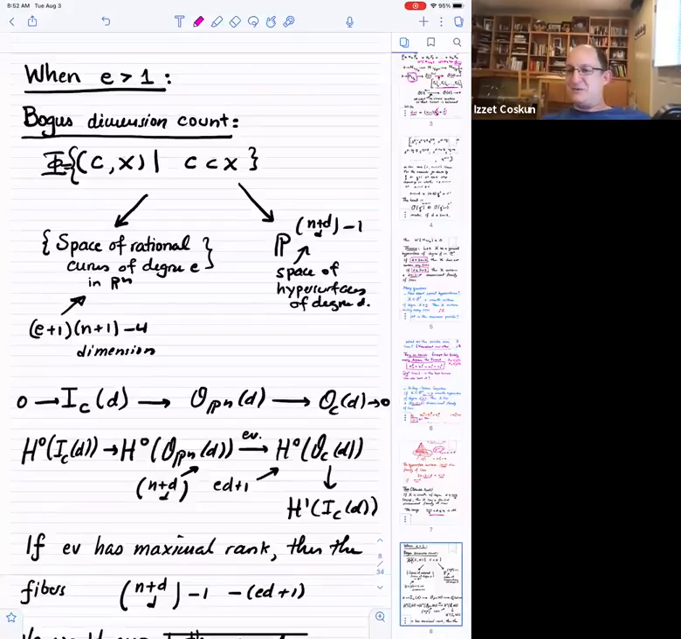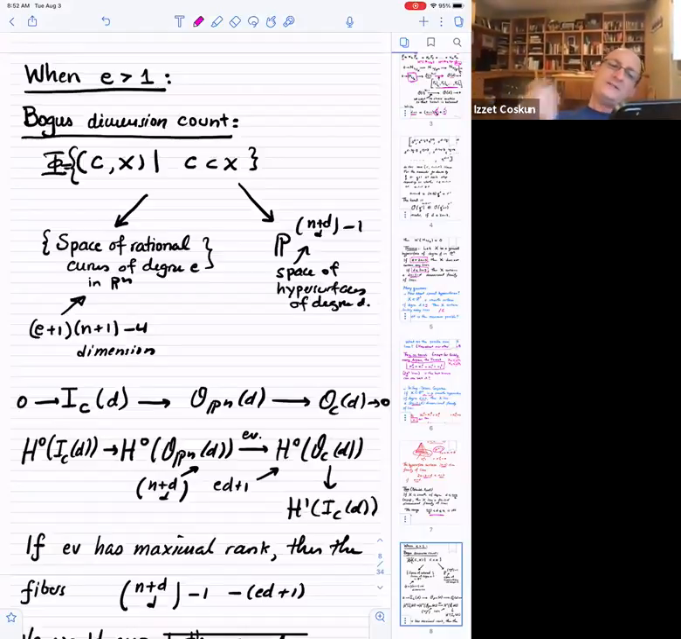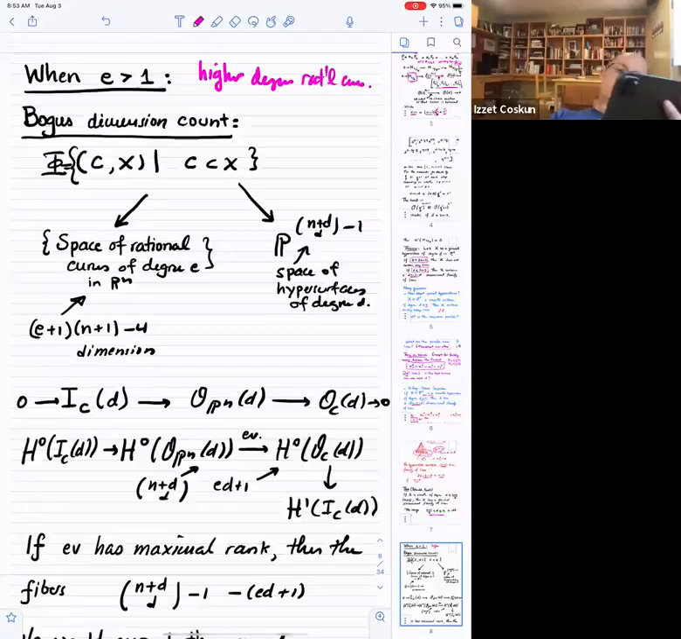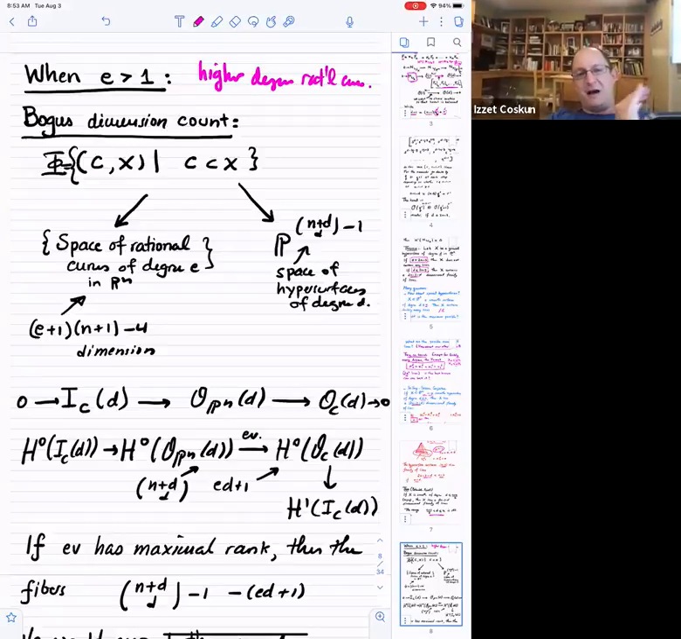Once you do lines, you can ask, how about higher degree curves? Let me concentrate again on higher degree rational curves for today. So let's do a bogus count. The previous count was not bogus. The previous count for lines was correct. But now let's do a similar count, and this one will be bogus, okay?